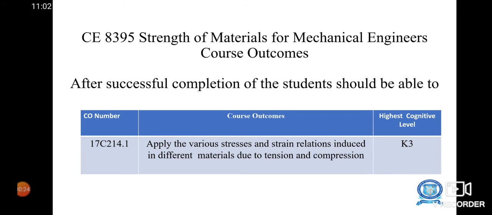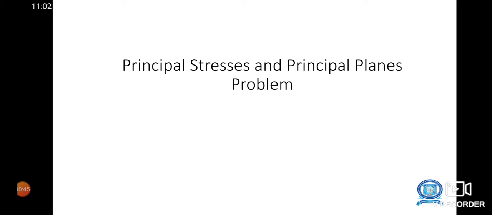The course outcome in this unit is that after successful completion, the student should be able to apply the various stresses and strain relations included in different materials due to tension and compression. The knowledge level in this unit is K3. So we have discussed the problems based on principal stress and principal planes.